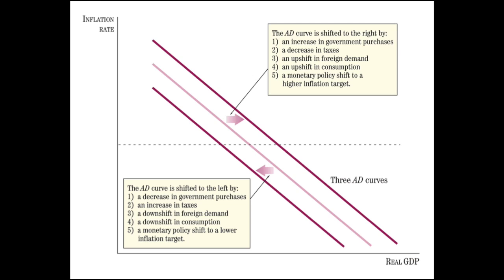This figure summarizes the effects of a change in other variables on the AD curve. Lower taxes, higher consumption, and higher demand for the country's exports will shift the aggregate demand curve to the right. Higher taxes, lower consumption, and a lower demand for the country's exports will shift the AD curve to the left.